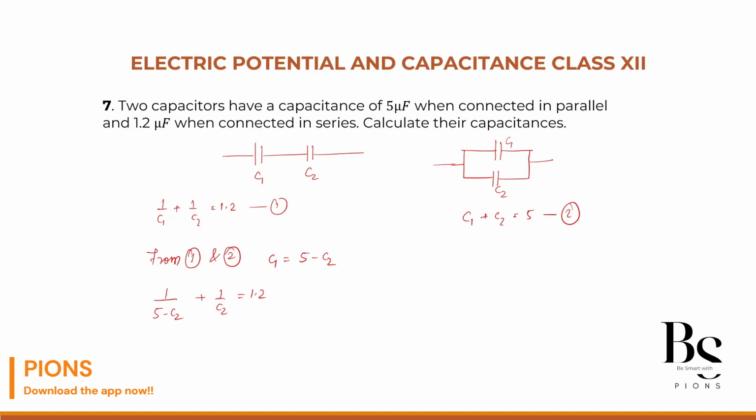1.2. Let's cross multiply. It will be C2 plus 5 minus C2 whole divided by C2 into 5 minus C2, and that equals 1.2. Correct. Now C2 cancels with C2 and we are left with 5, which equals 1.2 into C2 into 5 minus C2. Let's remove this point and make it upon 10 so that our calculations become quite easy. So 50 equals 12 C2 into 5 minus C2.